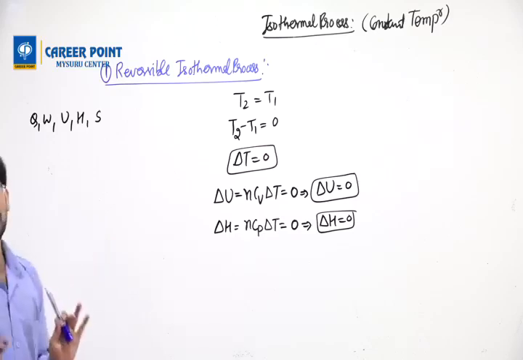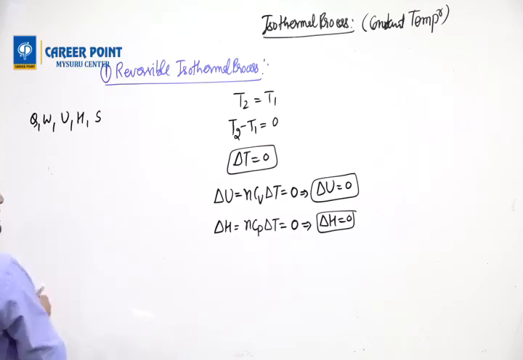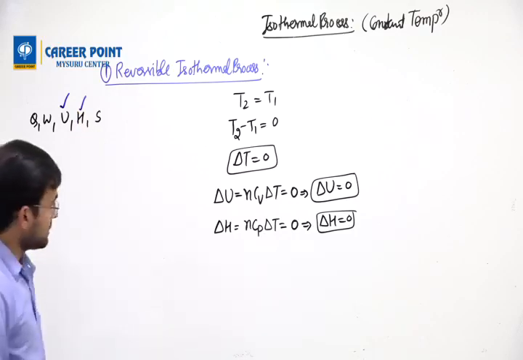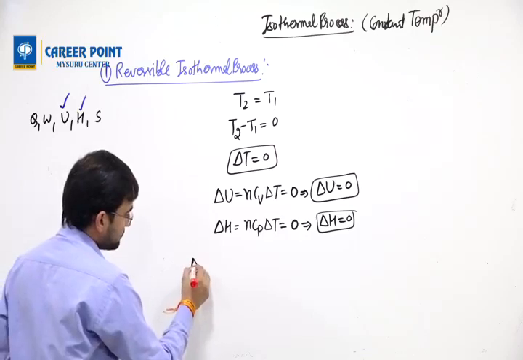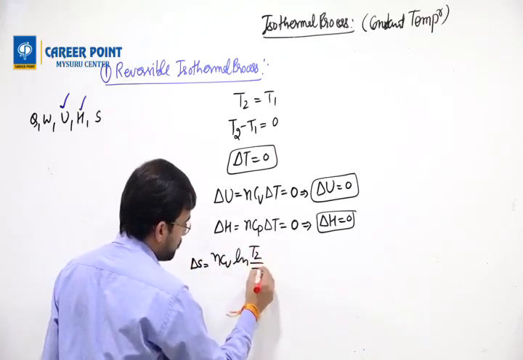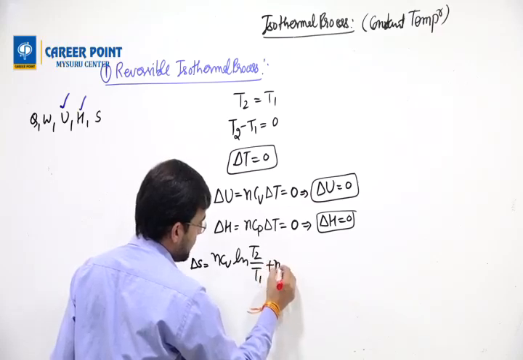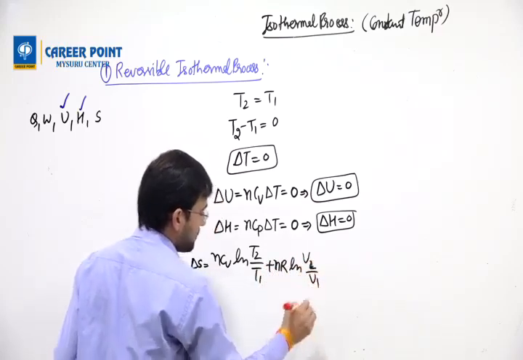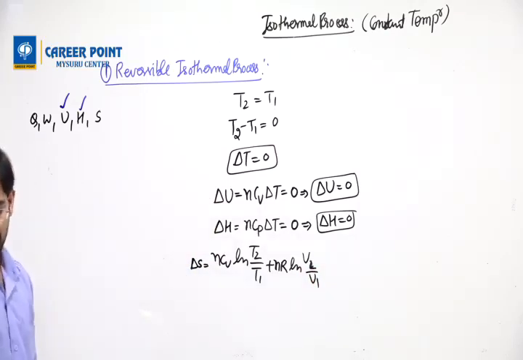Out of this, how many things have I found out? I have calculated U and H. Right? I'm going to calculate S now. What is the formula of S? nCv ln T2 by T1 plus nR ln V2 by V1. That was the formula. Right?